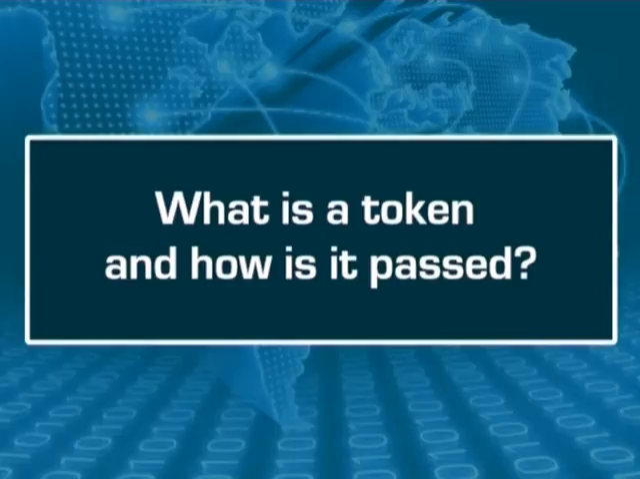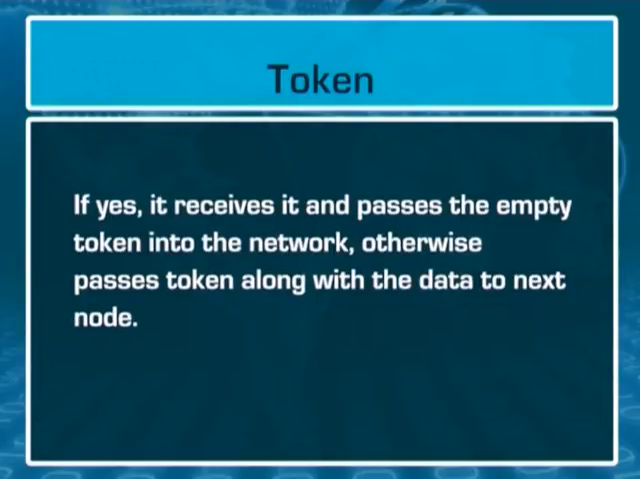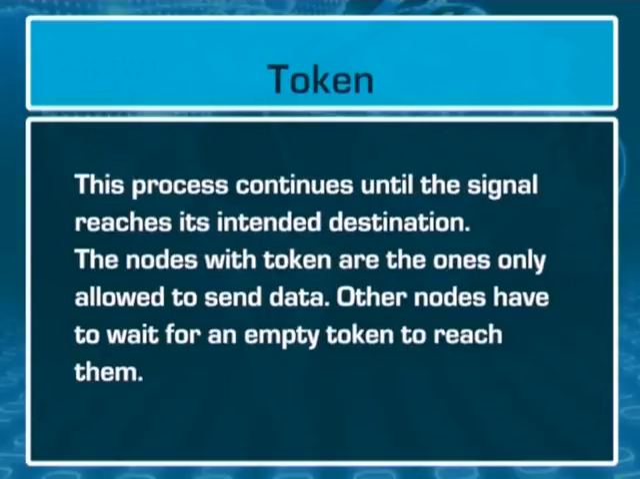Now, what is a token and how it is passed? Token contains a piece of information which along with data is sent by the source computer. This token then passes to the next node which checks if the signal is intended to it. If yes, it receives it and passes the empty token into the network. Otherwise, it passes the token along with the data to the next node. This process continues until the signal reaches its intended destination.